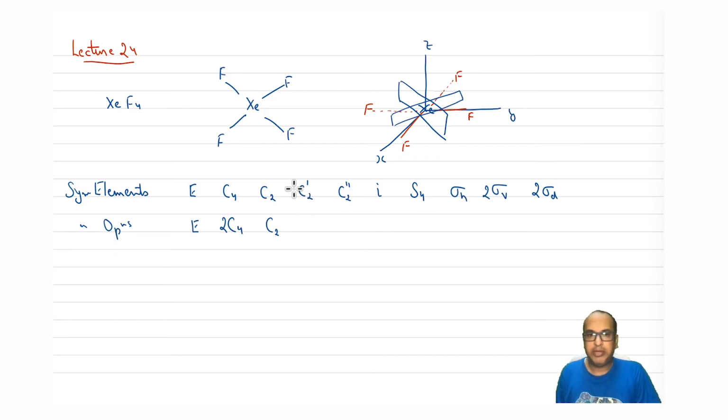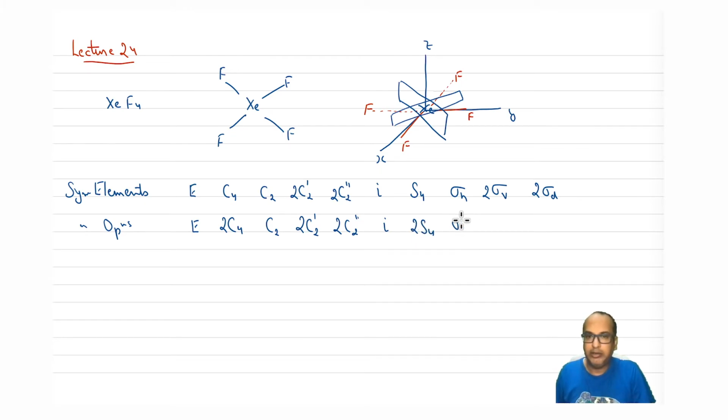So for the C2 prime, there are actually two C2 primes and two C2 double primes, right? The two C2 primes will be one along the x-axis and one along the y-axis, and the C2 double primes will be in between the x and y axes, like this, right? So along the sigma d's, basically. Okay, so this will be generating the similar number of operations, C2 prime to C2 double prime. i generates only one operation. S4 will generate how many operations now? So S4 will generate two operations, right?